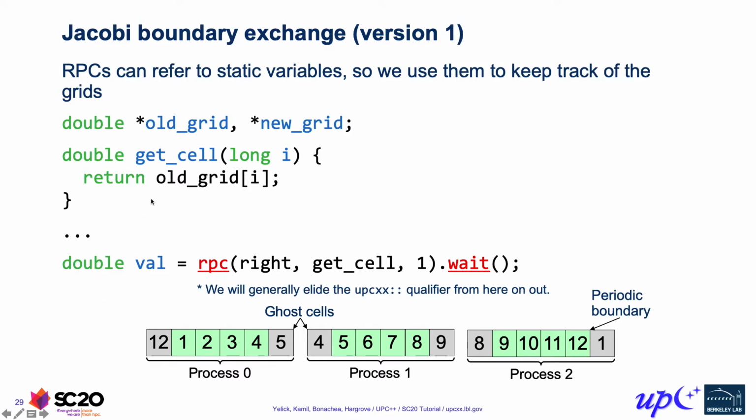Okay, so we'll do that using RPC in our first version. So if we assume that we have global variables old grid and new grid, and we have a top level function called getCell, that takes an index and produces the cell value at index I out of old grid. What we can do is launch an RPC to our neighbor to invoke getCell and give it the actual index we want as the argument. And getCell can access a global variable just like any other function. So it actually looks up the value of that cell and returns it.